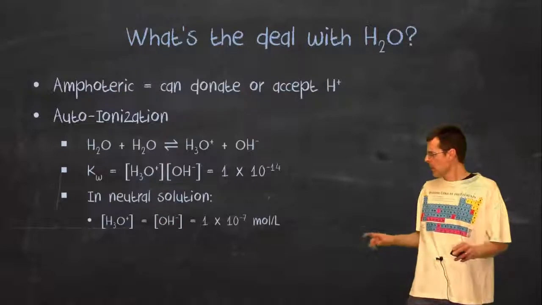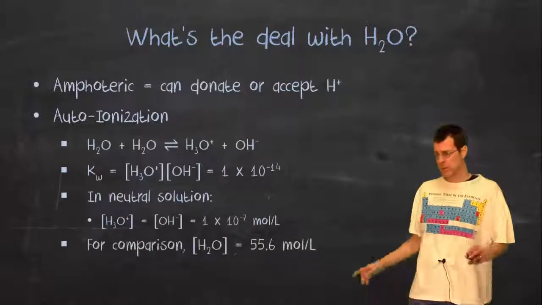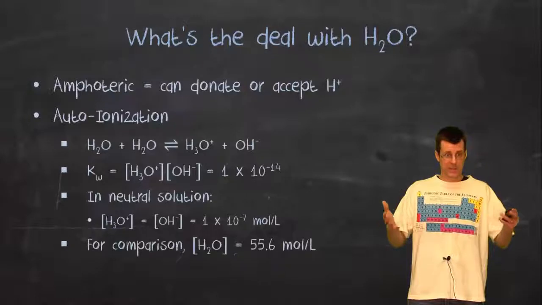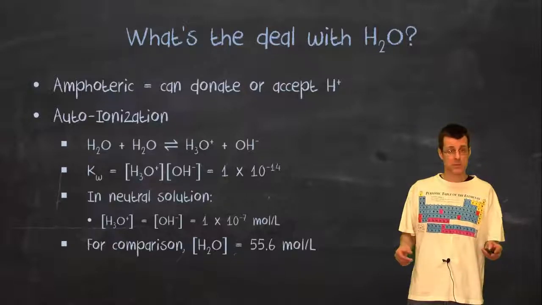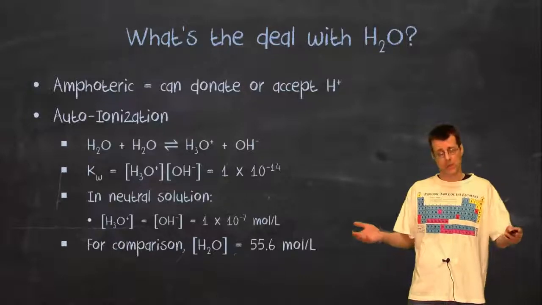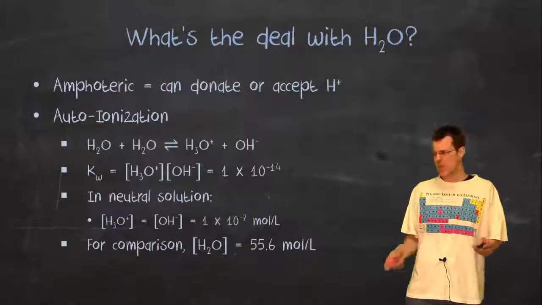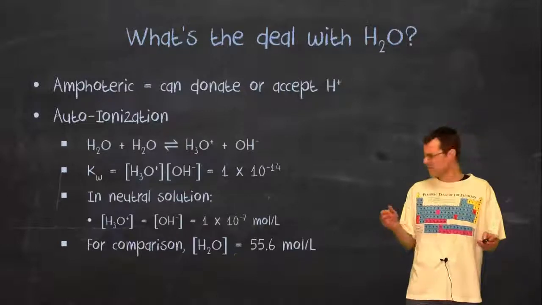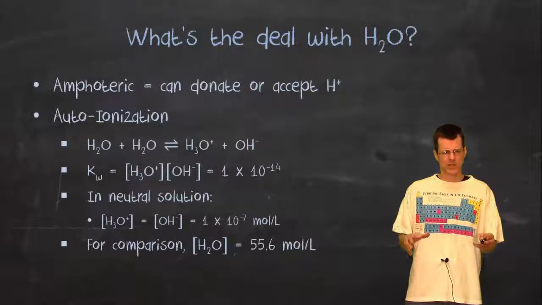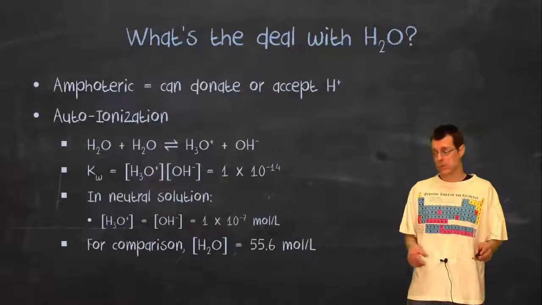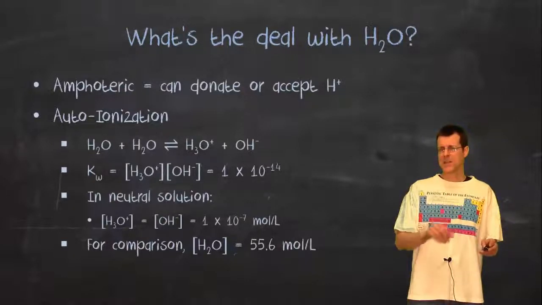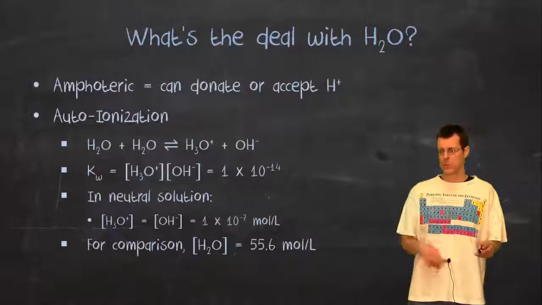But, by way of comparison, water itself is about 55 and a half or 55.6 moles per liter. So that 1 times 10 exponent -7, we can easily ignore that. But it's got some other interesting things going on that we'll talk about another time.